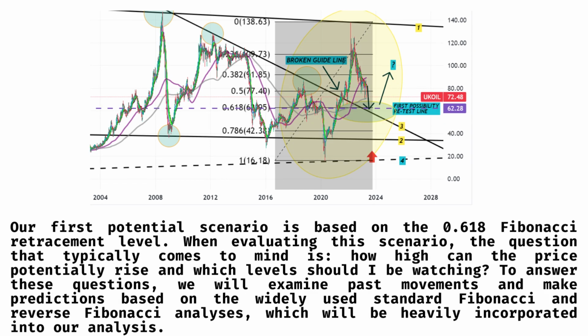Our first potential scenario is based on the 0.618 Fibonacci retracement level. When evaluating this scenario, the question that typically comes to mind is, how high can the price potentially rise and which levels should I be watching? To answer these questions, we will examine past movements and make predictions based on the widely used standard Fibonacci and reverse Fibonacci analyses, which will be heavily incorporated into our analysis.